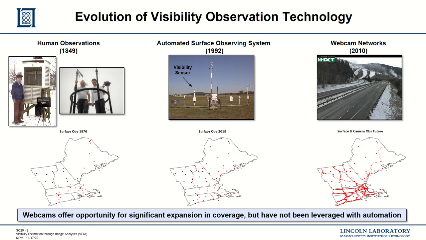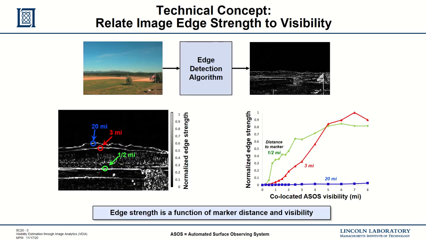To provide automated visibility reporting from camera imagery, Lincoln developed the Visibility Estimation through Image Analytics algorithm, which uses edge detection to determine visibility. To demonstrate this concept, we have identified 3 pixels in this image that are known distances, and compared that to the strength of the pixel edge with a co-located ASOS sensor. As you can observe, the green line associated with a marker that is a half mile away, and compare that to the normalized edge strength, that visibility increases as the edge strength increases.